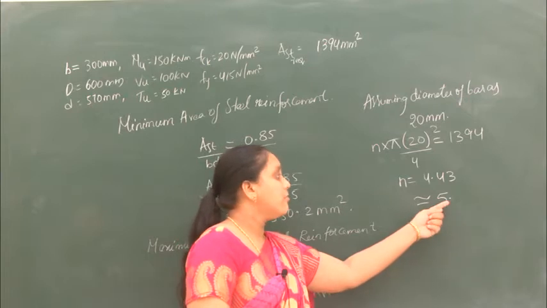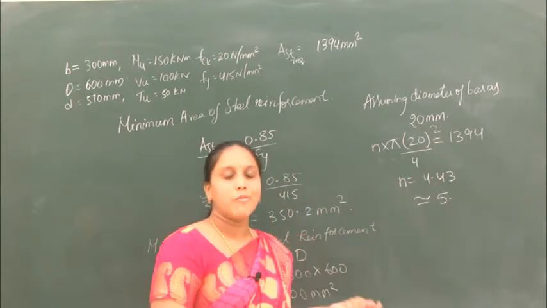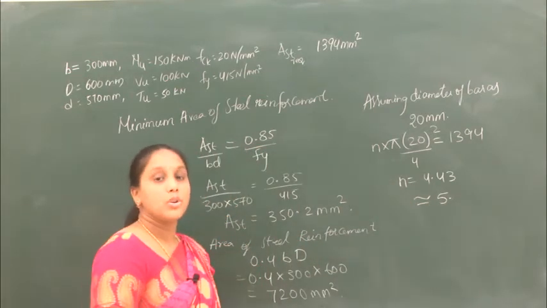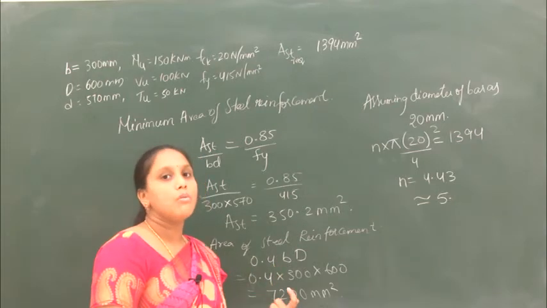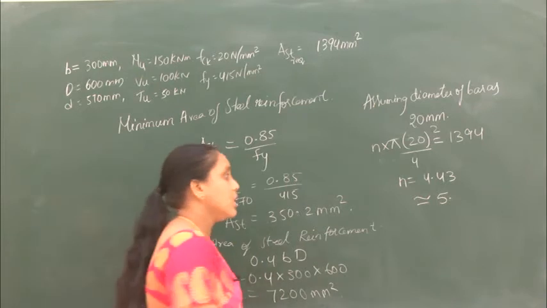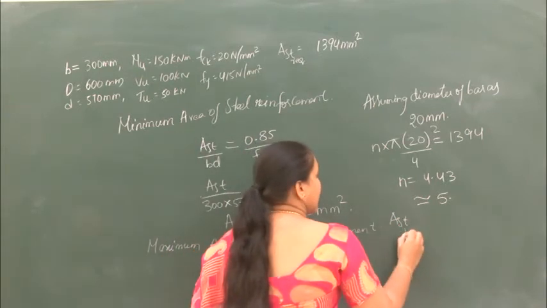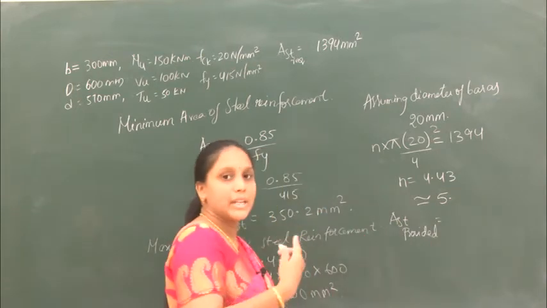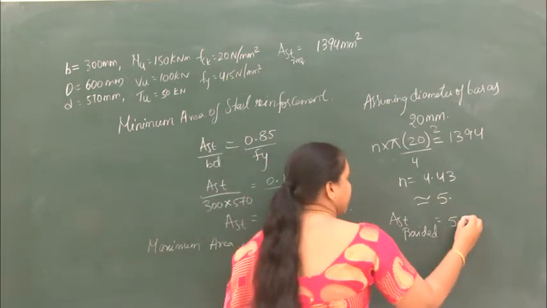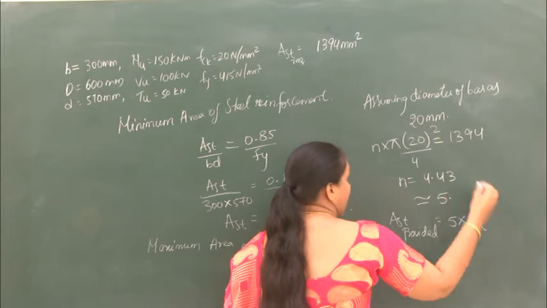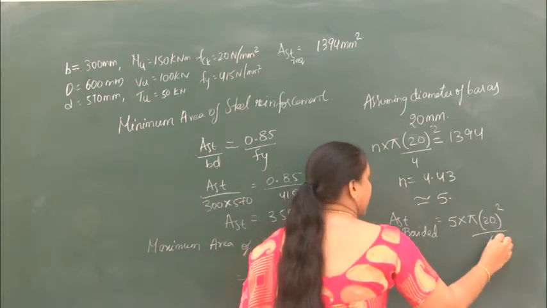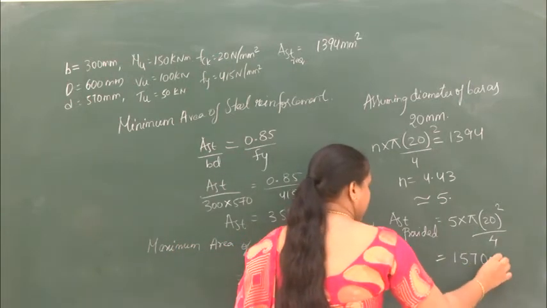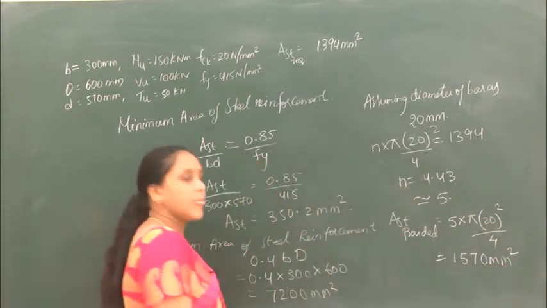So here we have got 4.43, but we cannot provide 4.43 bars. That is the reason why I have approximated it to 5 number of bars. So here the number of bars we are providing is more, so the area of steel is also going to change. Here I am going to calculate the area of steel which is provided. So I will calculate n into pi d square by 4. What will be n here? 5 into pi into d. How much is d? 20 whole square divided by 4. If you calculate this, you will get a value of 1570 mm square.